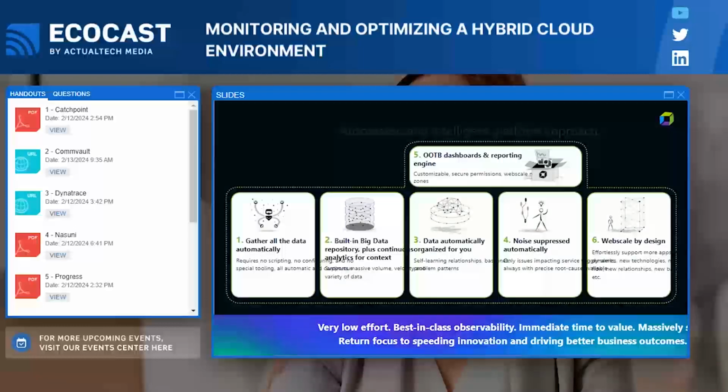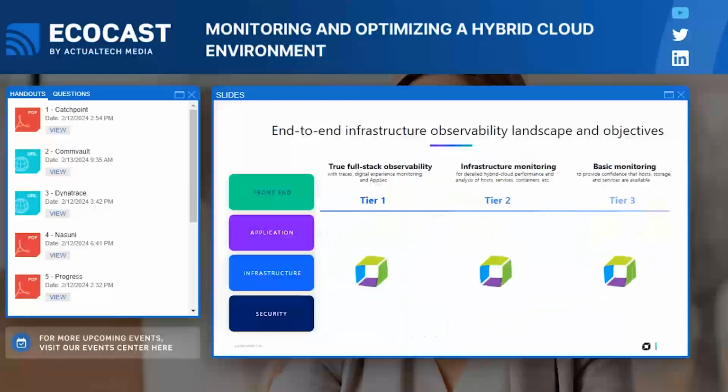And what we like to say is that that helps you with very low effort, best-in-class true observability with more immediate time to value. So that's where your teams can focus on innovation and driving better business outcomes.